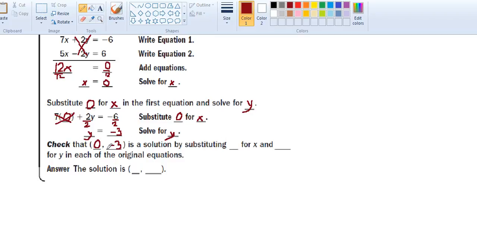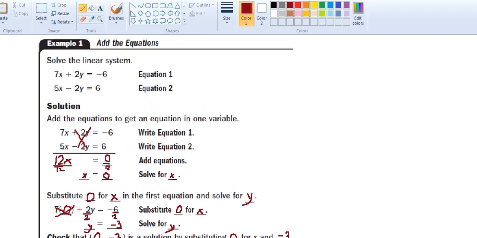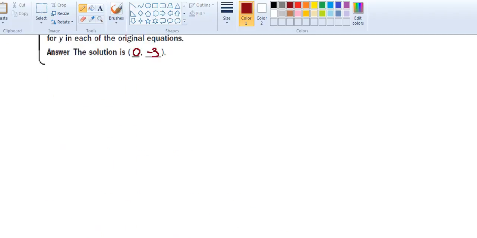So we're thinking 0, negative 3 is our point, and we check by substituting 0 for x and negative 3 for y in each of the original equations. If you go back and do that, it works. Now, the solution is 0, negative 3. Again, had we gone and graphed all this, it would have intersected at the same point that we got, which was 0, negative 3.